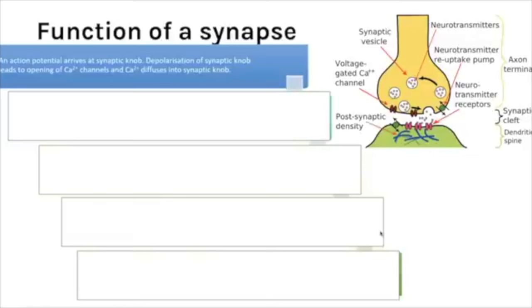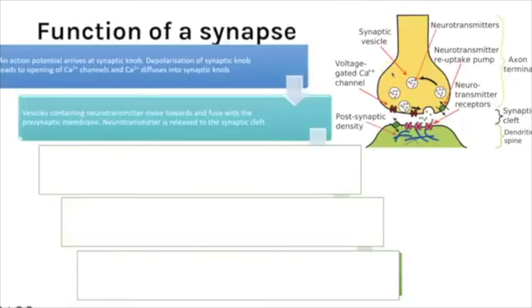Now, the way that this happens is, first of all, your action potential, as I said, it will arrive at the end of the neuron, and we describe that as the synaptic knob. Depolarization of the synaptic knob leads to calcium ion channels opening, and therefore calcium ions will diffuse into the synaptic knob. Those calcium ions will cause the vesicles that contain the neurotransmitter to move towards the membrane, fuse, and release the neurotransmitter into the synaptic cleft.